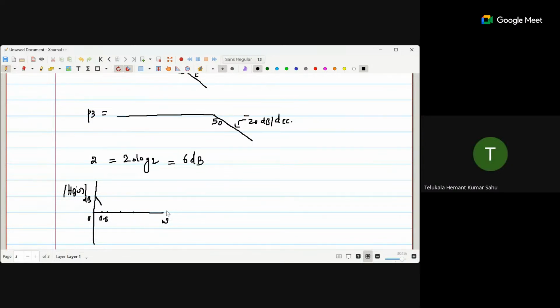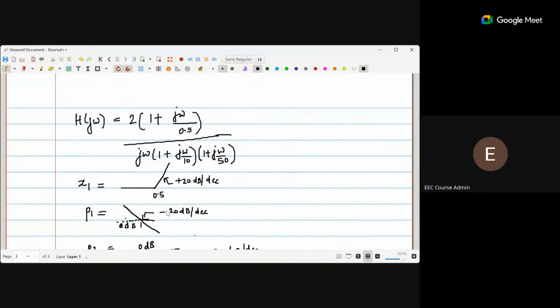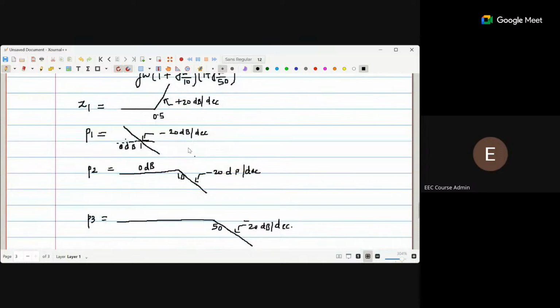Ma'am, please repeat. First you closely observe the values. What are the values here? The corner frequencies: 0.5, then 0, 10, and 50. Correct? So 0.5 corresponds to this zero. Then 0, the origin, is this pole P1, 10 corresponds to this pole P2, and 50 corresponds to this pole P3.